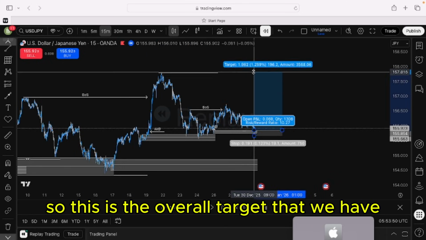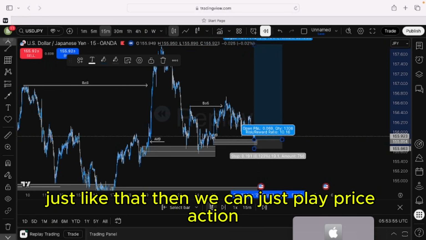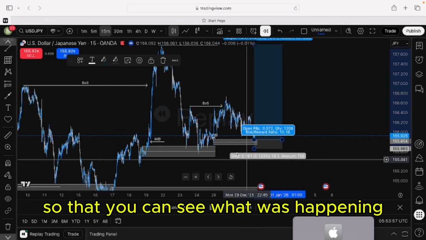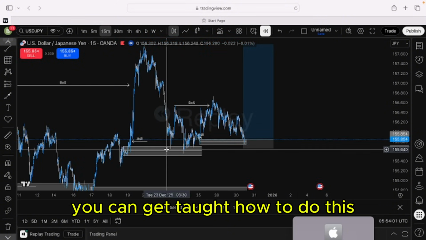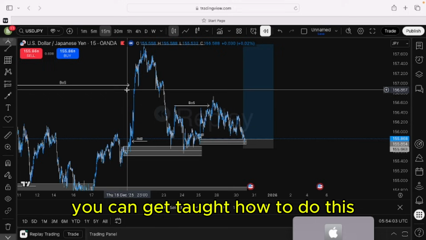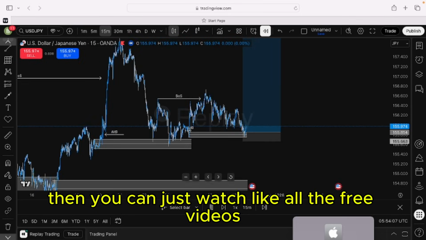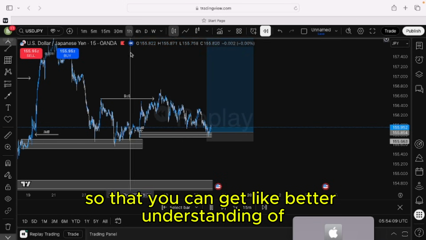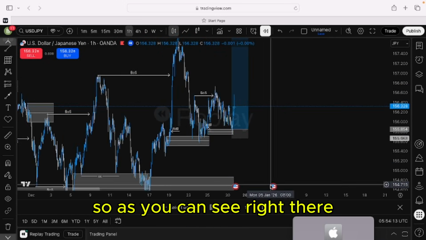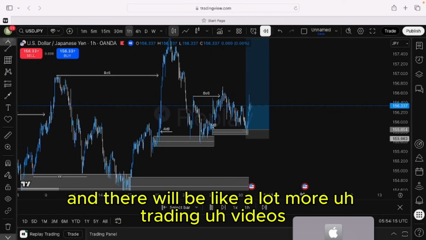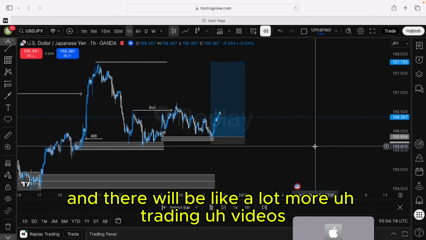So this is the overall target that we have just like that. Then we can just play price action so that you can see what was happening. And I teach this, guys. I teach this, you can get taught how to do this, as you can see right there. And then you can just watch all the free videos so that you can get a better understanding of how I trade. So as you can see right there, and there will be a lot more trading videos.